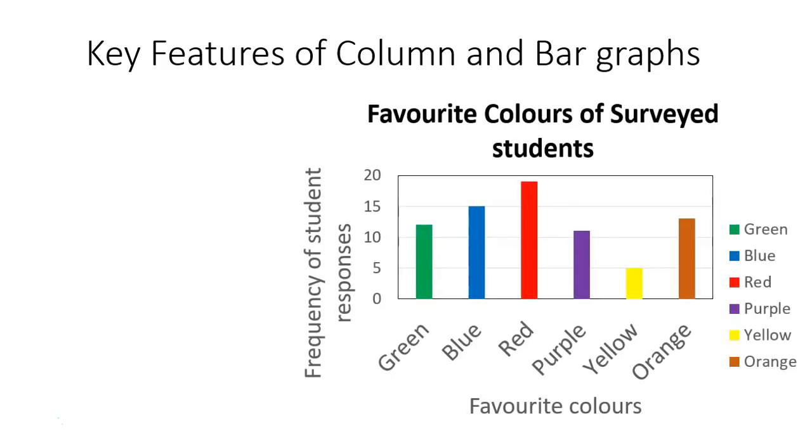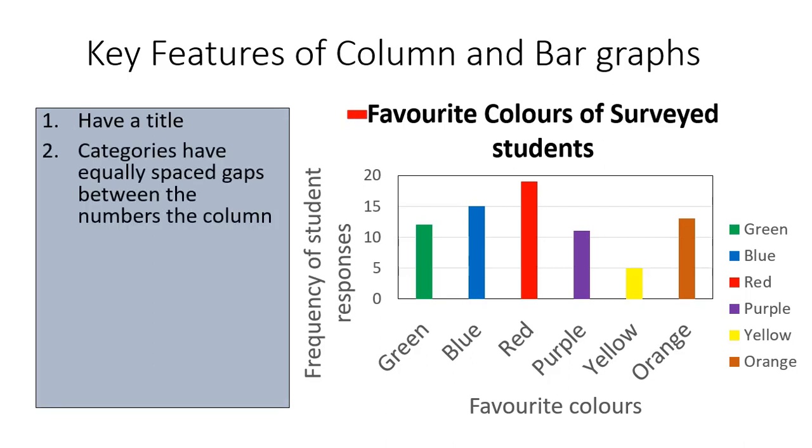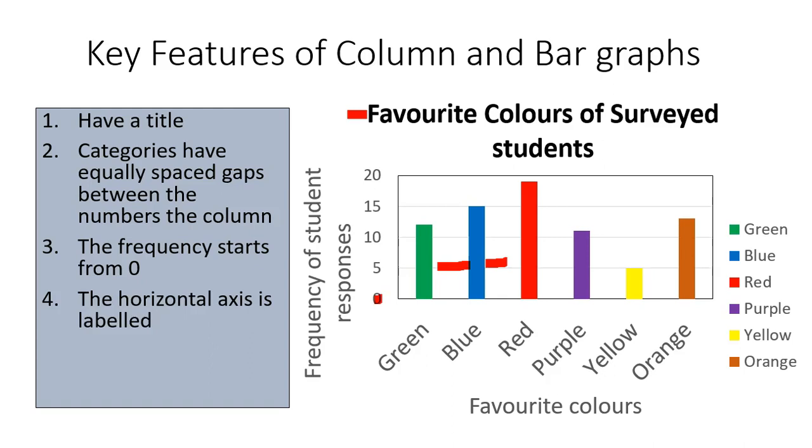Key features of a column graph, column and bar graphs. They have titles, which is this thing right here. The categories are equally spaced, so these categories have the same space. Frequency starts from 0, just right here. The horizontal axis is labeled. Horizontal is across. And the vertical axis, which is this axis right here, is labeled as well.